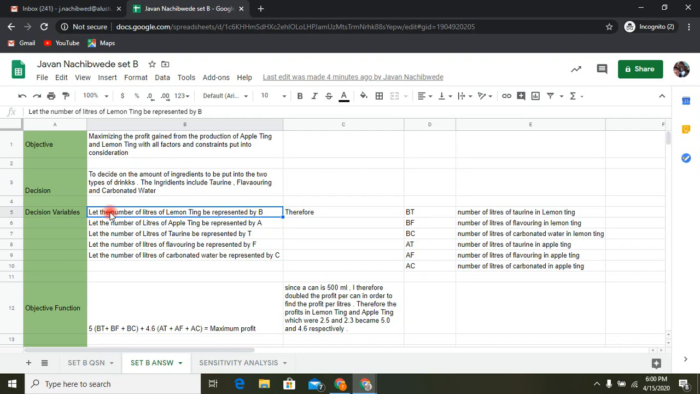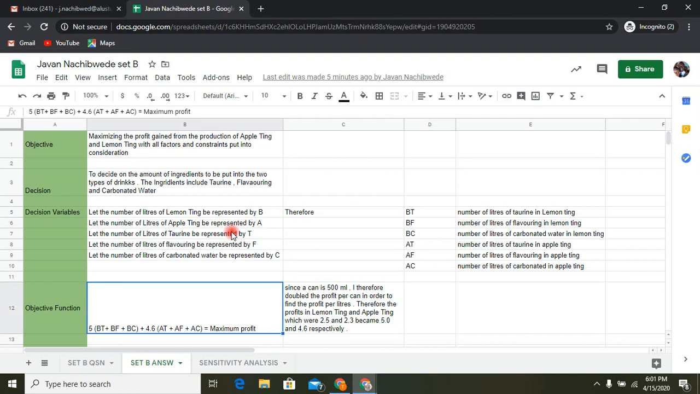For my model, the number of liters in lemon tongue is represented by B, the number of liters in apple tongue by A, taurine by T, flavoring by F, and carbonated water by C. Therefore, those that fall under B fall under the lemon tongue, and those under A fall under the apple tongue. For instance, BT is the number of liters of taurine in lemon tongue, and BF the liters of flavoring in lemon tongue. Going down, AC is the number of liters of carbonated water in apple tongue. That should not be confused at any point. As part of my assumptions, the measurement of quantity was in liters.